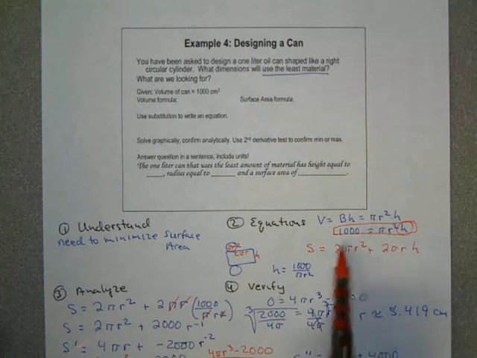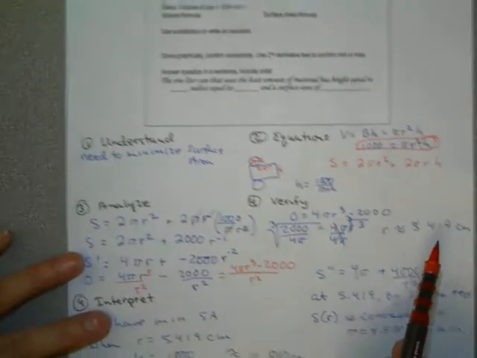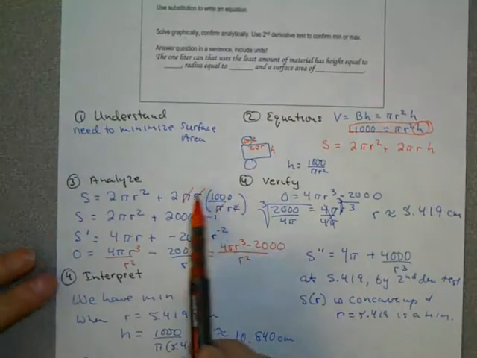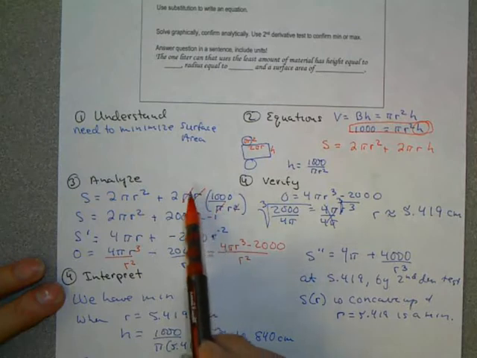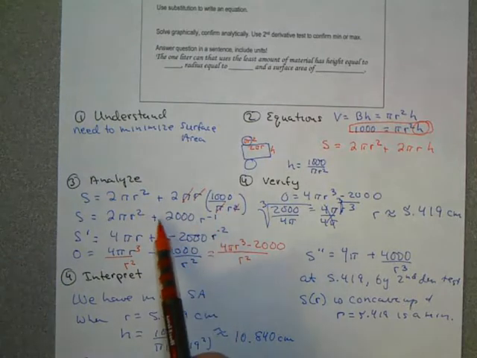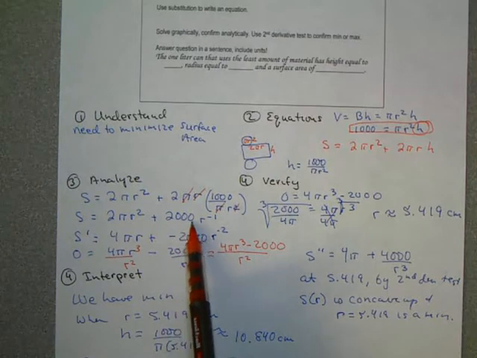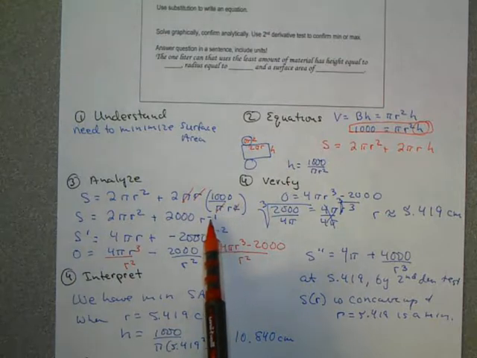Well, if I use this constraint, I can solve it for h, to get the height is 1,000 over pi r squared, just by dividing here. And then I can substitute that into this formula. When I substitute it into my surface area formula, I can simplify it. The pi's will cancel out, and 1 r will cancel out. And I'm left with a surface area formula of 2 pi r squared plus 2,000, 2 times 1,000 here, times the radius to the negative 1 power, because it's just easier to use the power rule that way.